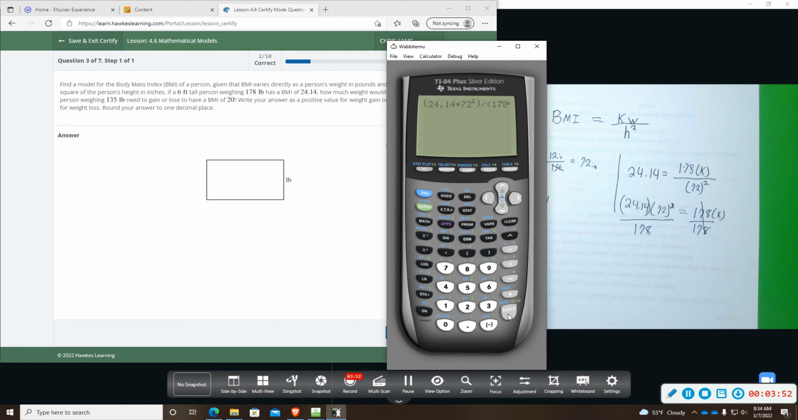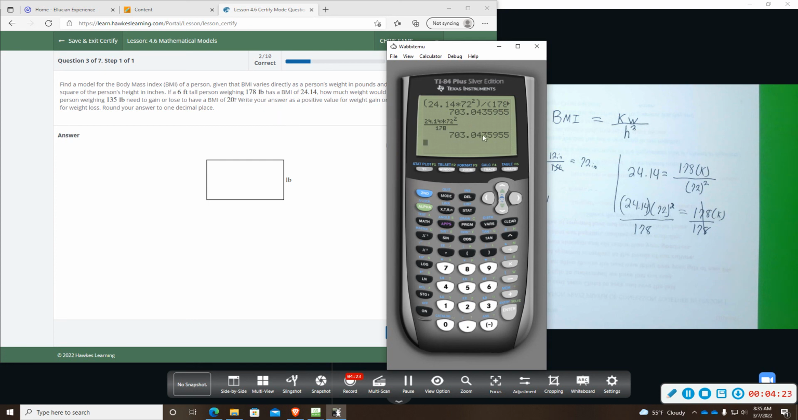You can also do the fraction mode with this calculator by doing alpha y equal enter. The only difference is the fraction mode will give you a fraction instead of a number. So I'll show you that real quick. 24.14 times 72 squared, if we arrow down, 178. Oh, it actually gave us a number. Most times it gives you fraction form, but it gives you the number this time.